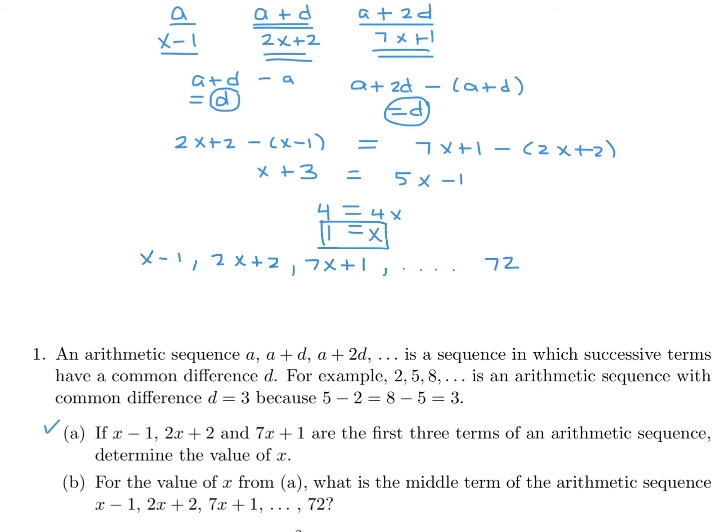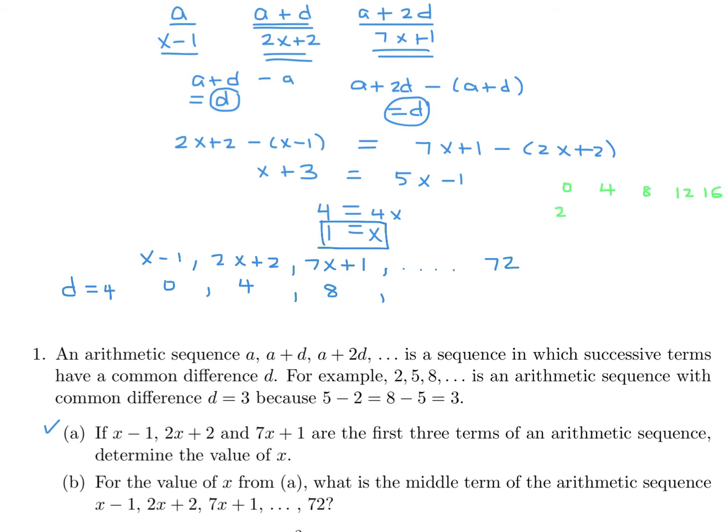Okay, and they want me to use this value. So when x is 1, this looks like 0. This is 4. This is 8. And that means that the d in our case is 4. It's going up by 4. All right, so I've got to get all the way to 72. Sure, no problem. 0, 4, 8, 12, 16. There's not that many, so I'll just write them all out.